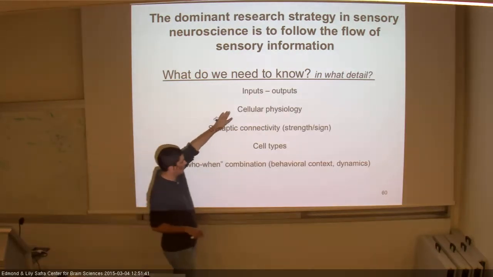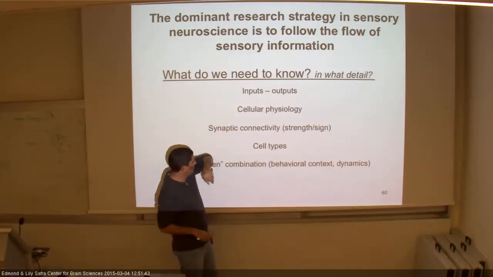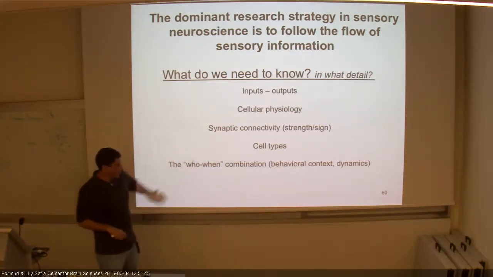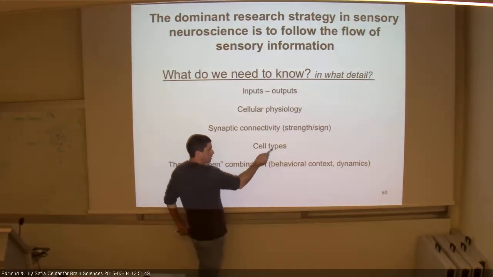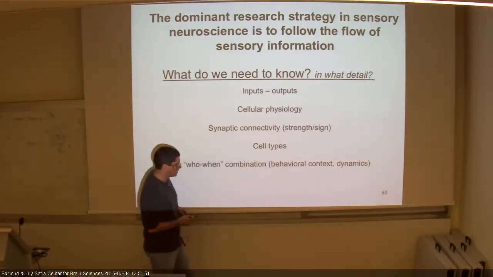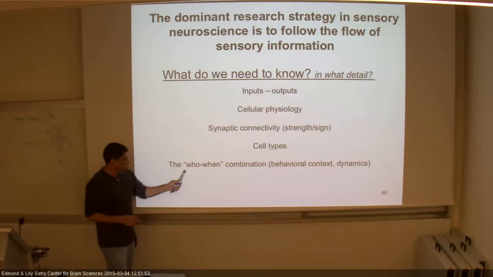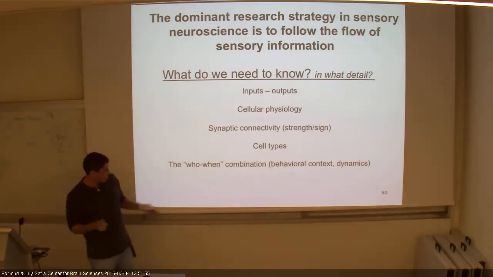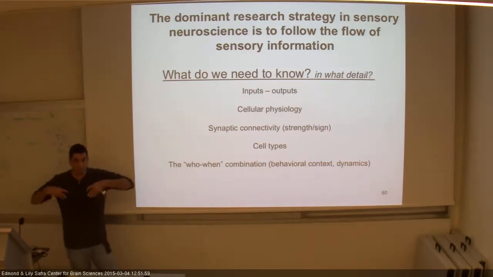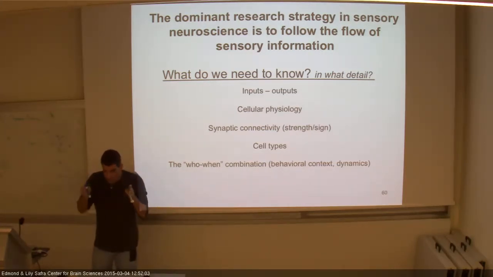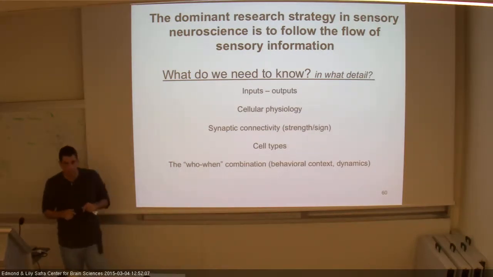This is where a lot of biophysics comes into play. The anatomy, the synaptic connectivity, the different cell types, which basically means the strength and the sign of the synapses. And this is what Omri talked about or mentioned, the who-when combination, okay? The same neurons can be physiologically very different when the animal is attended or when it is not attended, when you play a stimulus. Things of that sort are very important, yeah.